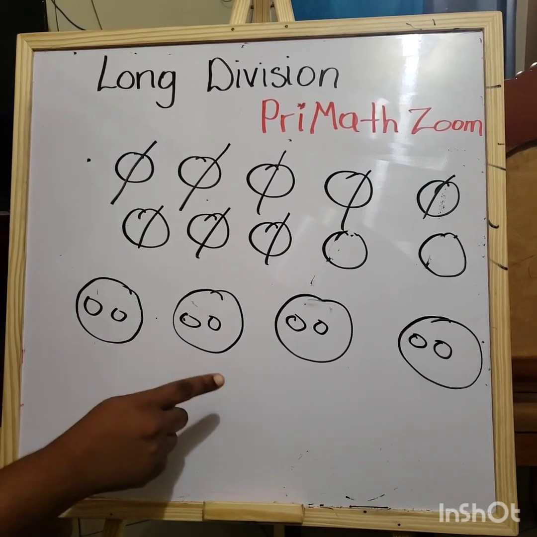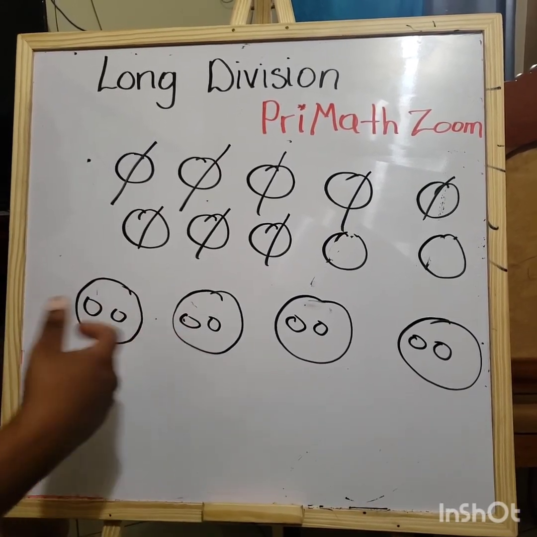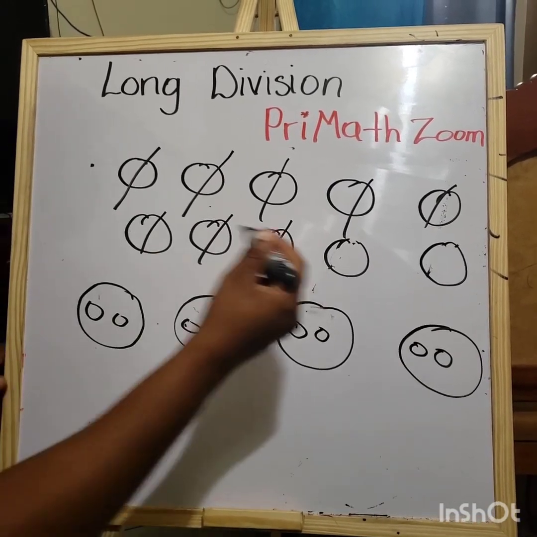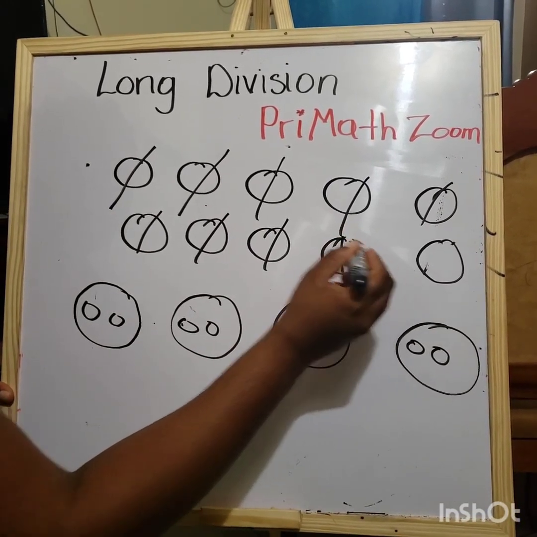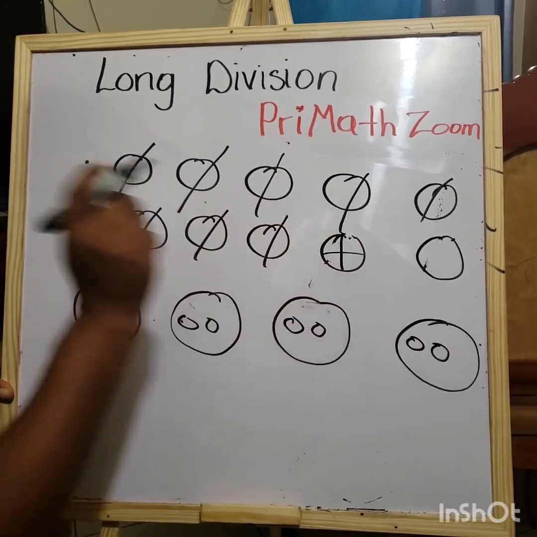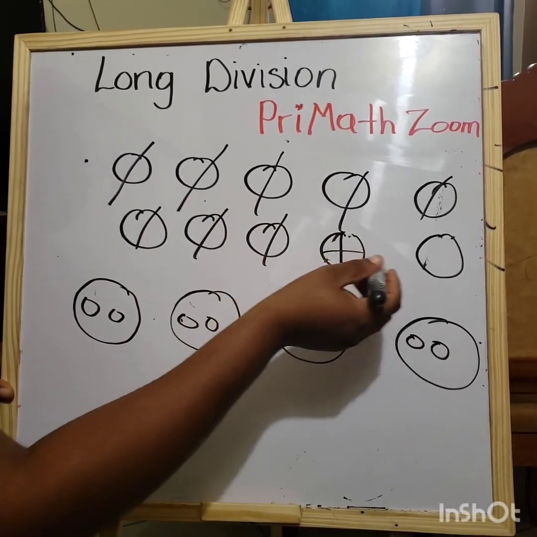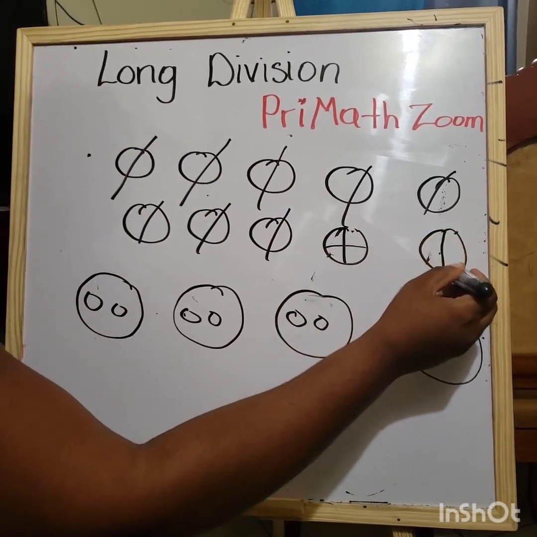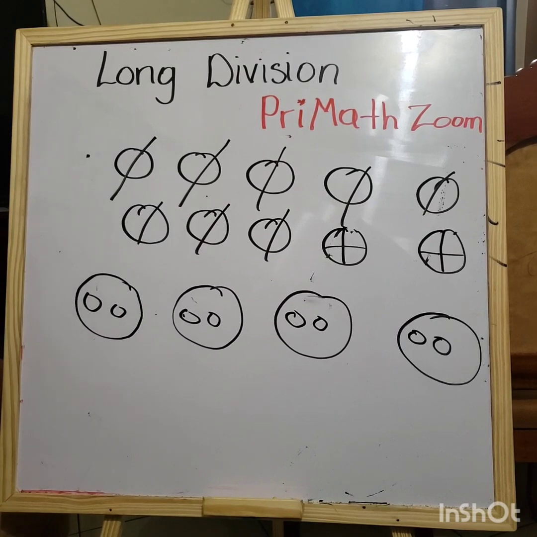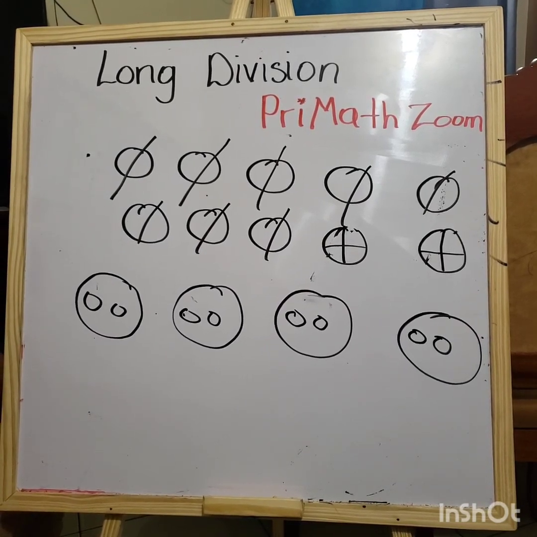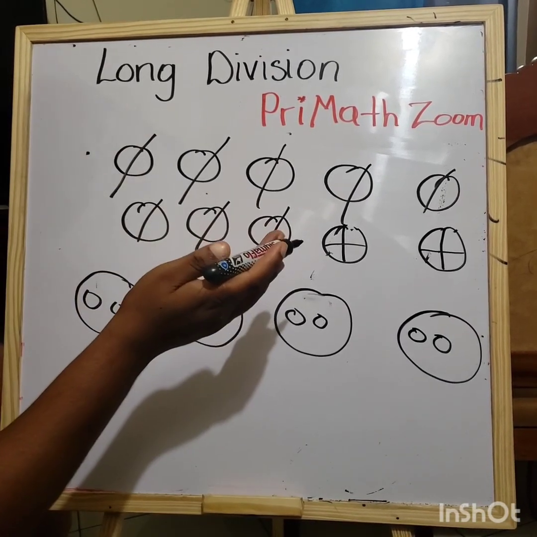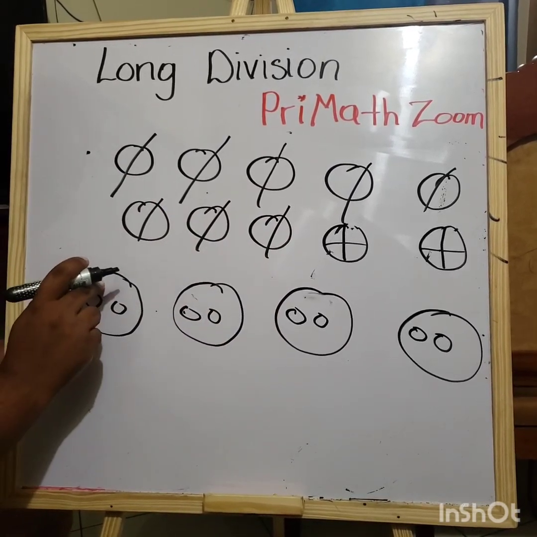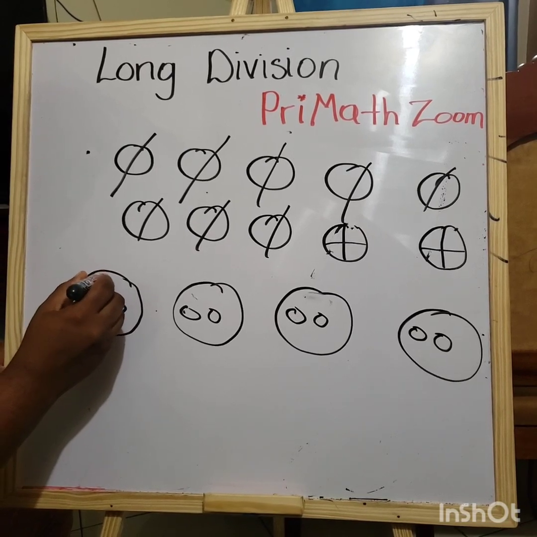Now, if it's 4 friends, how do you think we'll be sharing 1 apple? Yes, we'll be sharing 1 apple in 4 parts. So that means each friend will get a quarter of this apple. So let us look at this other apple now. Let us cut it into 4 parts again. And that means each friend can get a quarter of an apple.